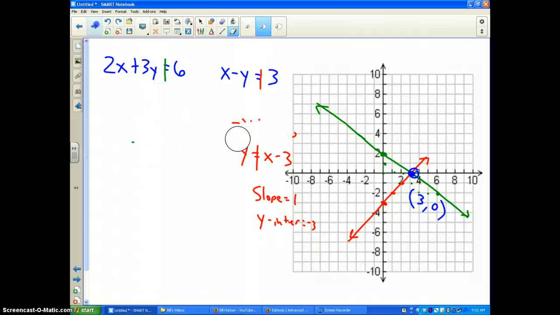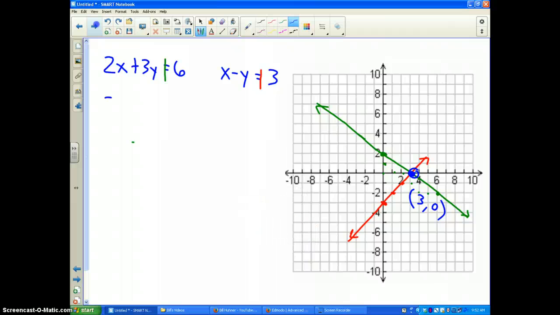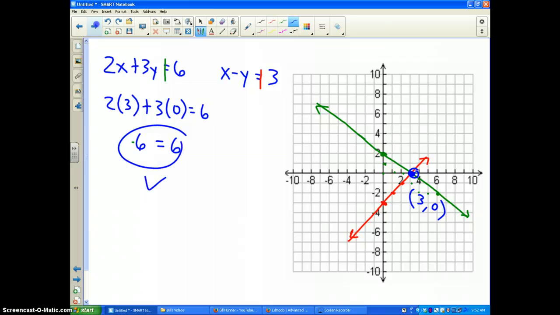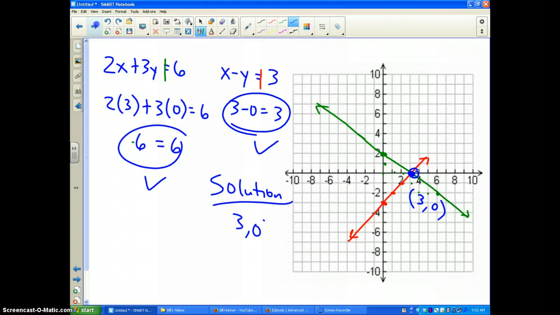I'm going to put 3, 0 into the equations and check it, just to make sure we're right. 2 times 3 plus 3 times 0, does that equal 6? Well, yeah, 6 equals 6, so that checks. That's good. Now over here, 3 minus 0 equals 3. Well, that's true too. 3 minus 0 equals 3. That checks. So therefore, the solution to our problem is 3, 0.